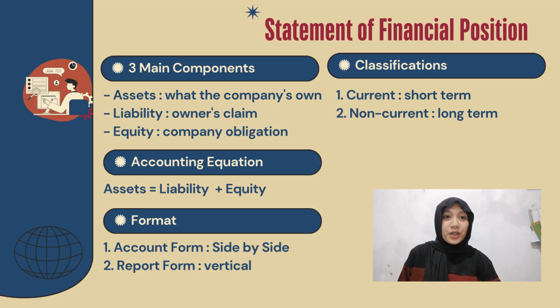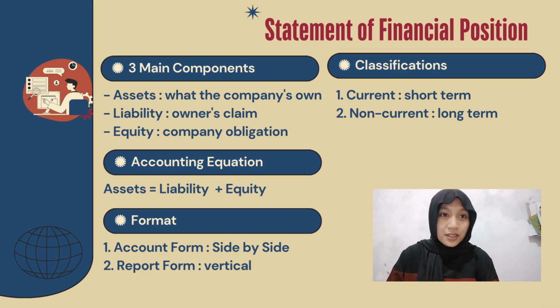Okay, so now we're going to talk about the financial position. There are three main components in financial position: assets, what the company owns; liabilities, the company's obligations; and equity, the owners' claim. And we should remember the accounting equation: assets equal liabilities plus equity.